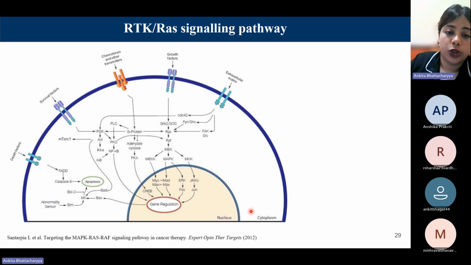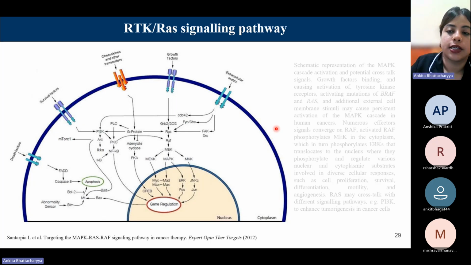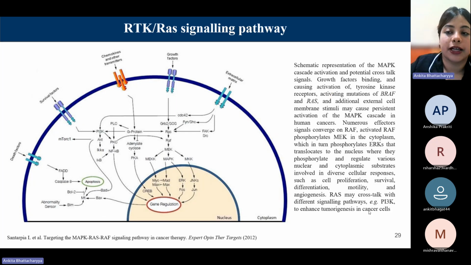Now, what I also want you to understand is that this response can be against very different types of proteins as well. As you can see here, this is a schematic representation of the MAP kinase pathway and the various crosstalk signals that can also operate here.